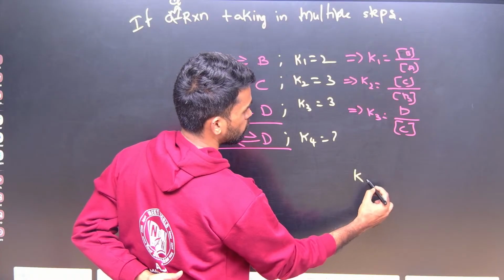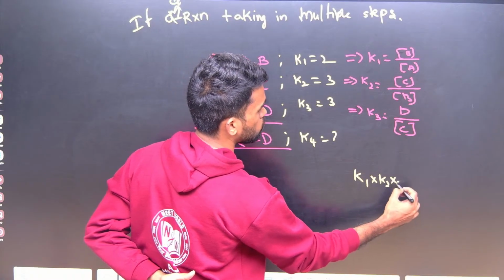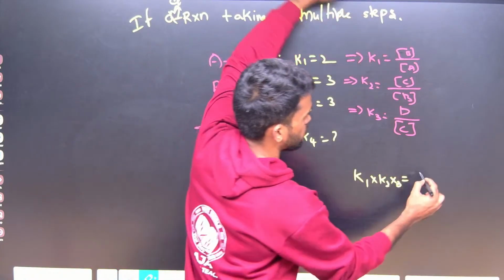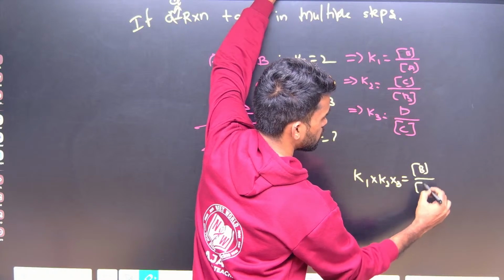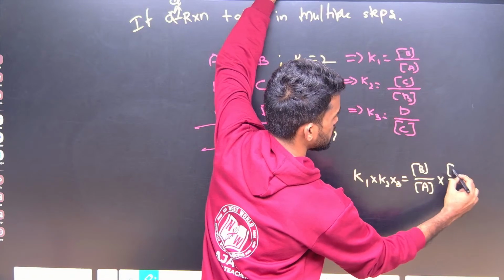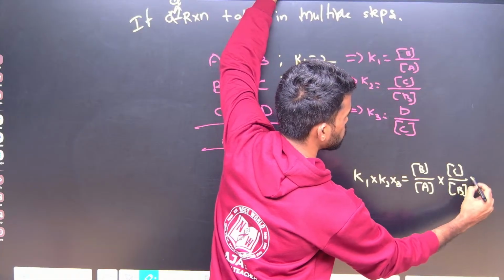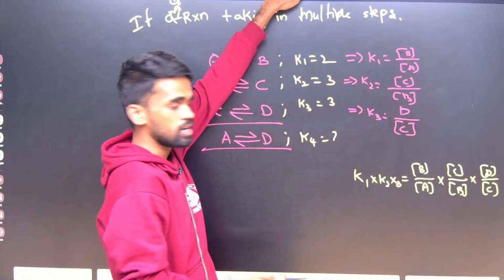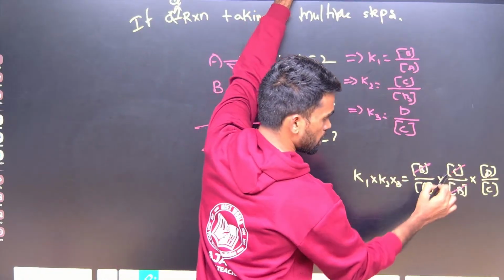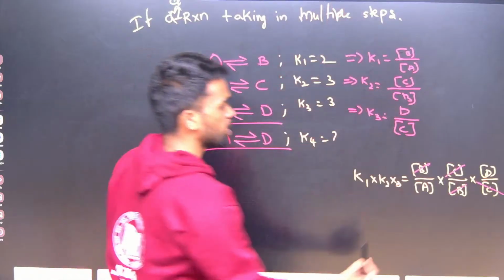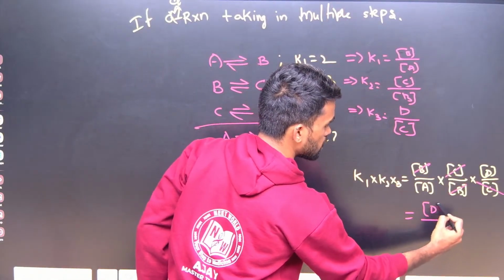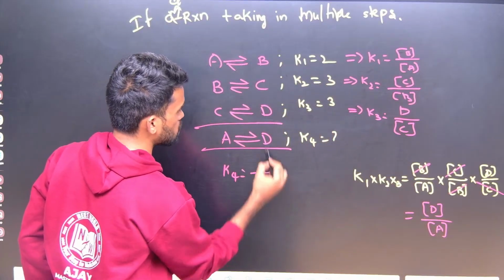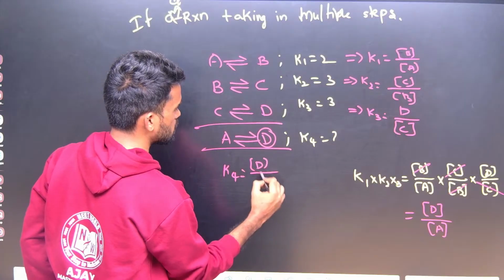Now look at them, try to multiply them, what you are going to get. K1 into K2 into K3, just do this. So what you are going to get, concentration of B by concentration of A into concentration of C by concentration of B into concentration of D by concentration of C. Like this we have now. So just remove the things that cancel out. What we are remaining with is concentration of D by concentration of A. So that is nothing but K4 only. K4 means concentration of product D by concentration of A.